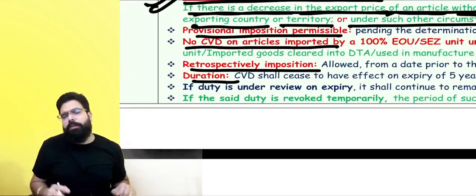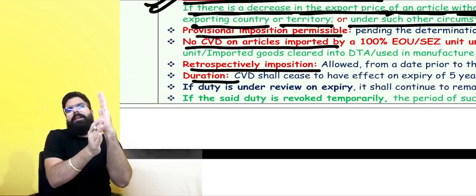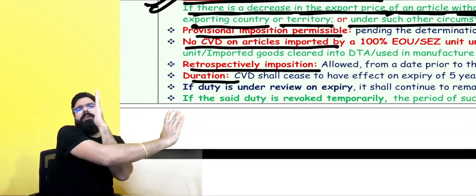Next, sir, duty was imposed for 5 years, CVD on subsidized article. In the last year, the government started a review whether we want to impose it for the next further 5 years or not.